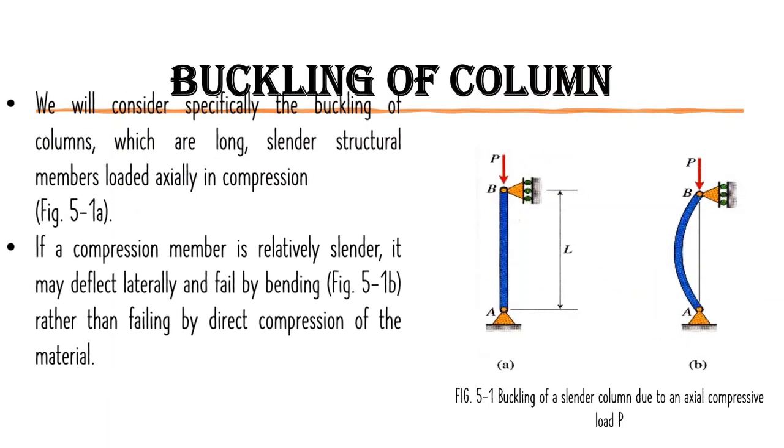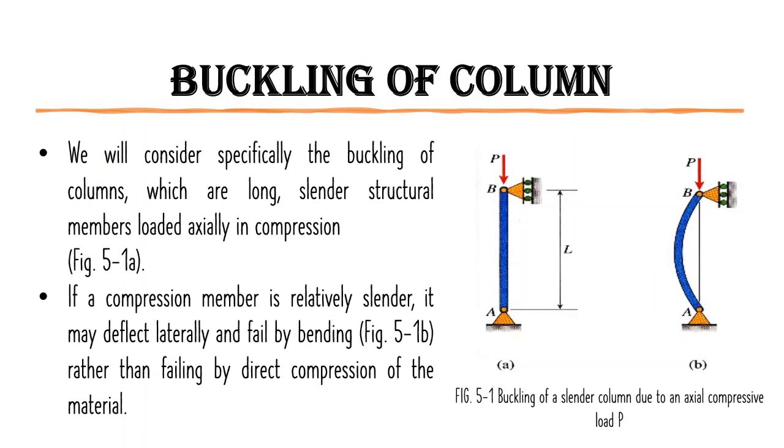Buckling of column. We will consider specifically the buckling of columns, which are long, slender structural members loaded axially in compression. Figure 5.1a. If a compression member is relatively slender, it may deflect laterally and fail by bending, Figure 5.1b, rather than failing by the direct compression of the material.